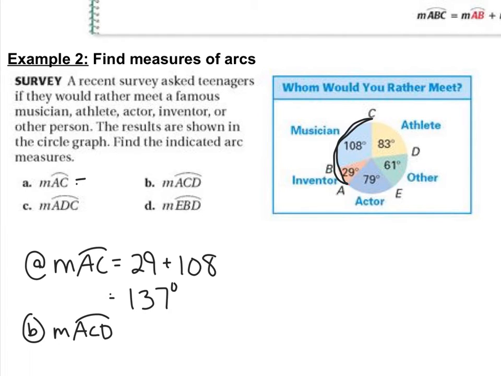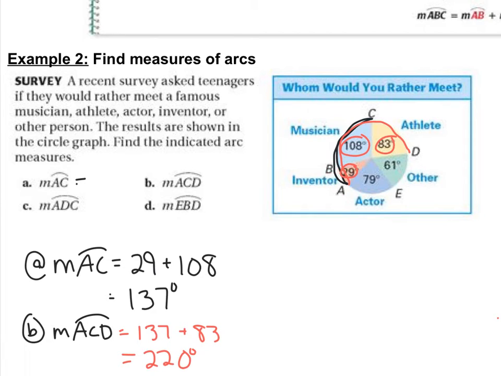Part B wants us to know the measure of major arc ACD. So we got to go through C and then to D. So 29, 108, and 83. Well, I already know that 29 and 108 is 137, so I'm going to add that to my 83. When I add those together, I should get 220 degrees. Again, this is over 180, which is why we are looking at a major arc. That's why there's 3 letters to it.